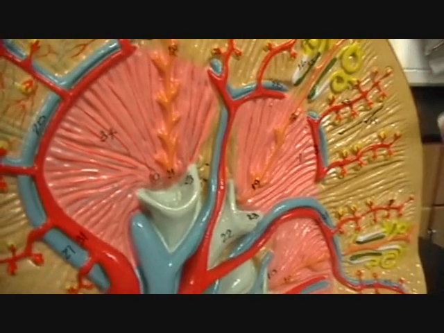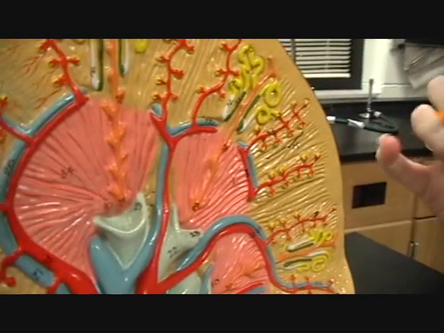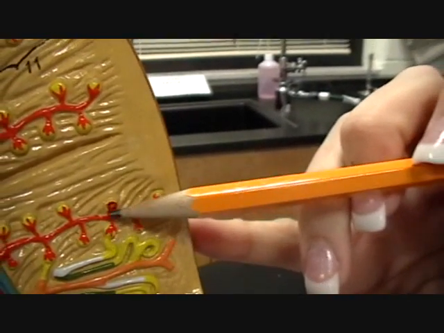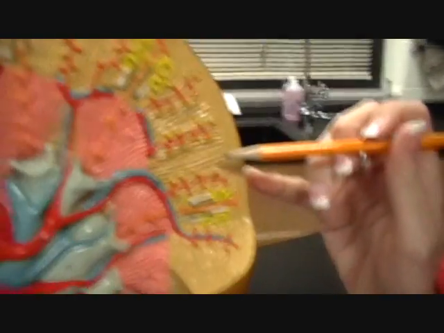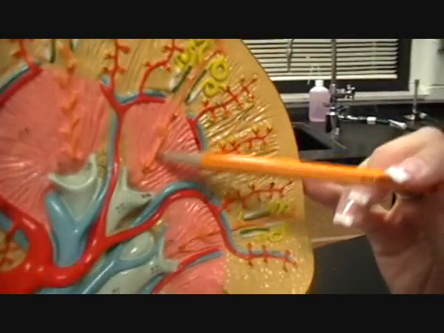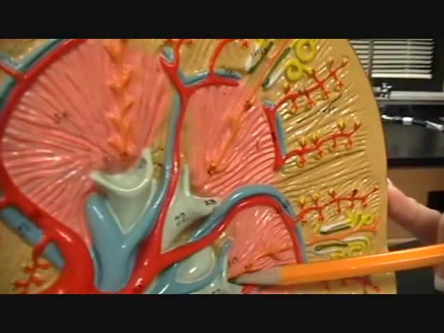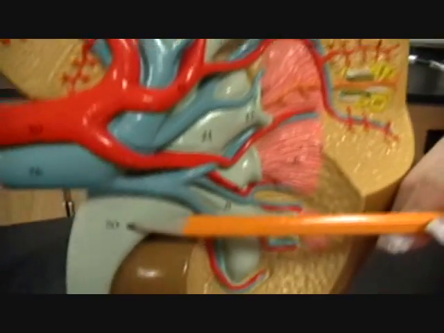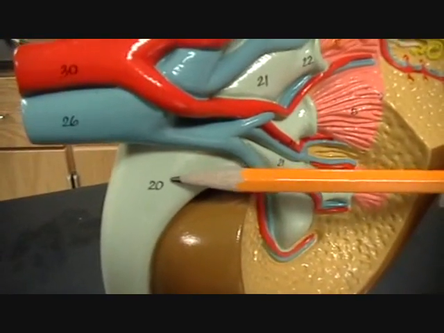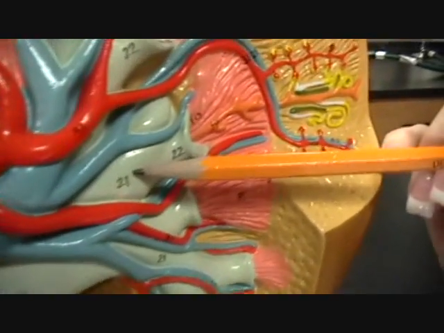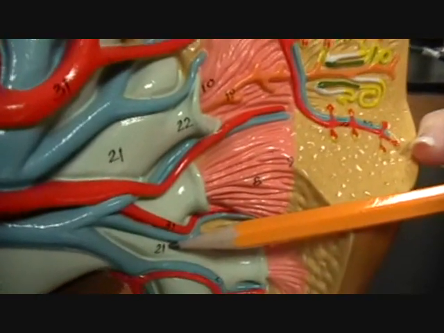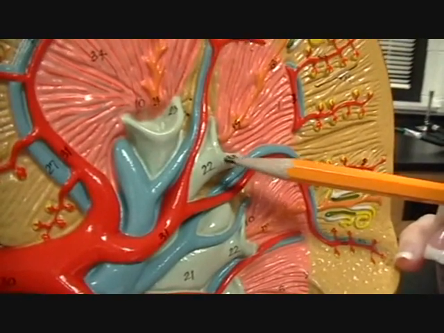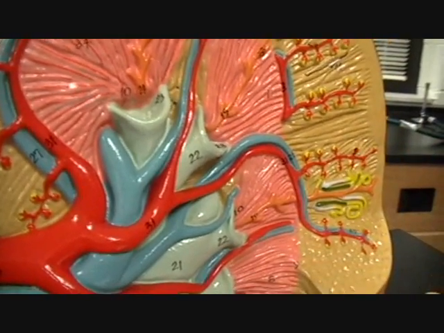Number 13 is the glomeruli, which is the renal corpuscles. Number 19, excretory tubules. Number 20 is the pelvis. Number 21 is the major calyx. 22, minor calyx. 25 is the ureter.